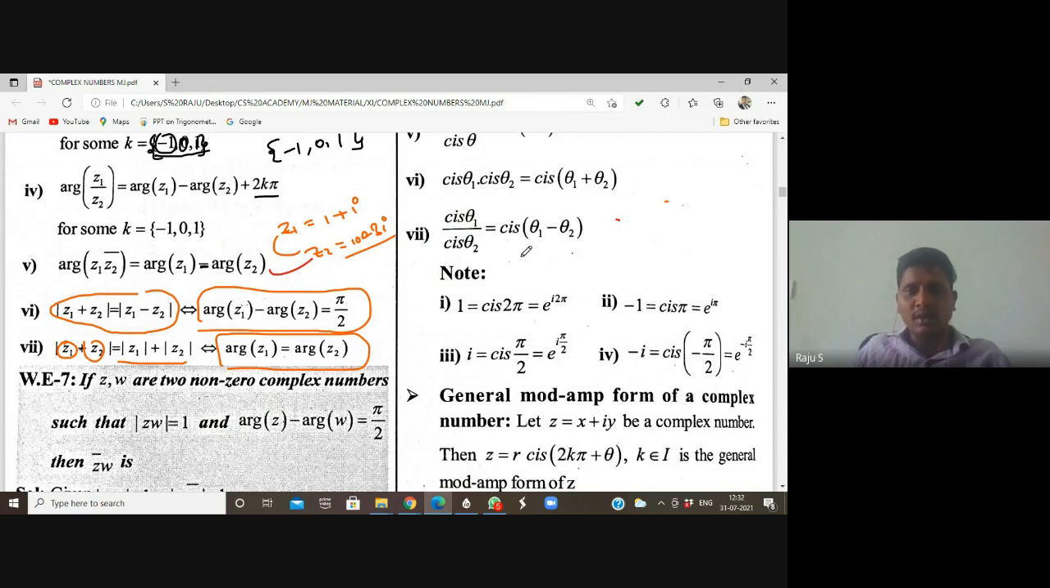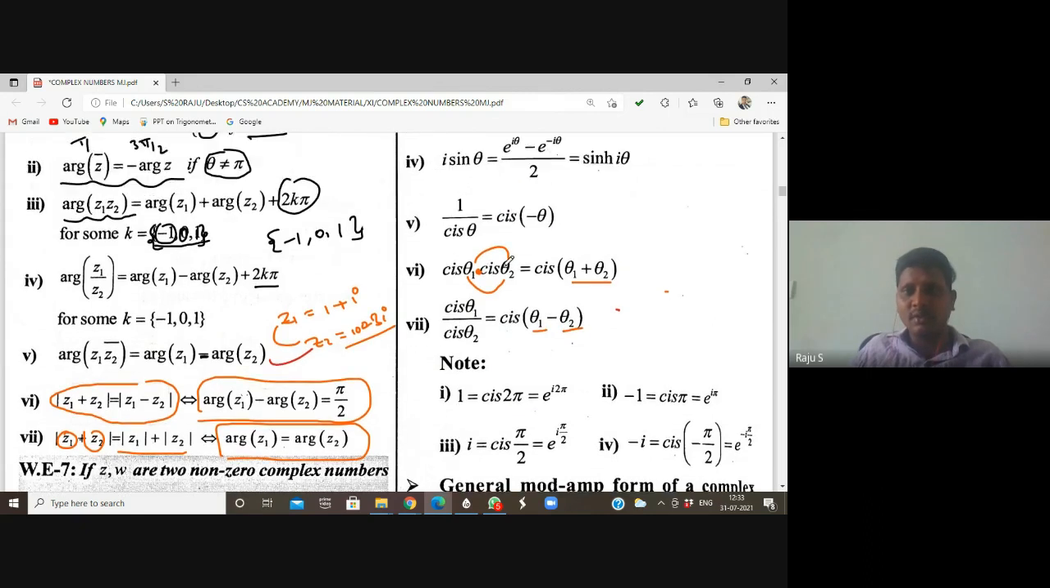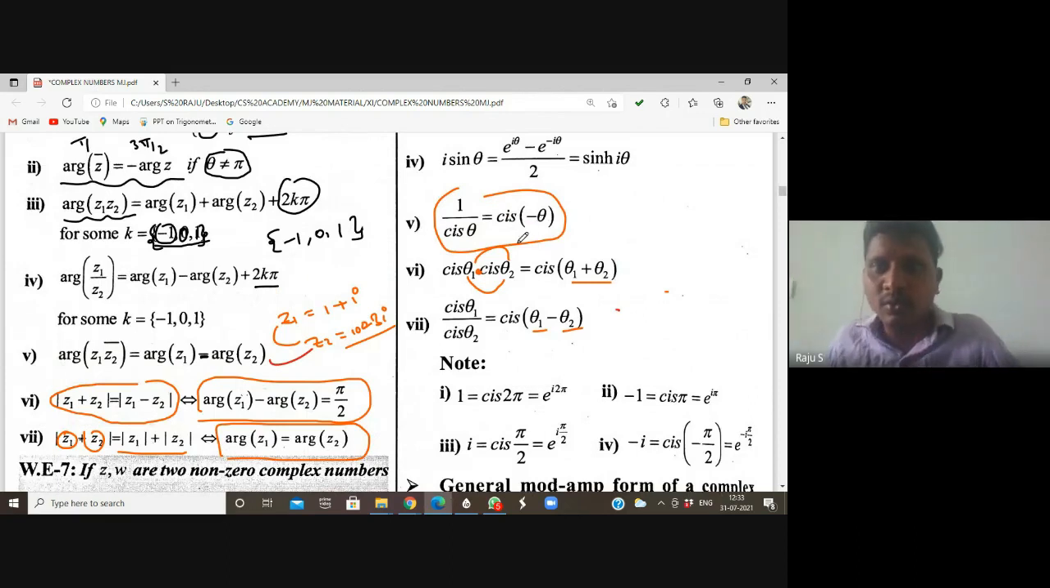Okay. And see here, cis theta 1 by cis theta 2 is cis of theta 1 minus theta 2. When we multiply, we add, like log AB is log A plus log B. Log A by B is log A minus log B, like that. These are the properties. So 1 by cis theta is equal to cis of minus theta. Okay, let's see here whether 1 by cis theta is equal to cis of minus theta or not.